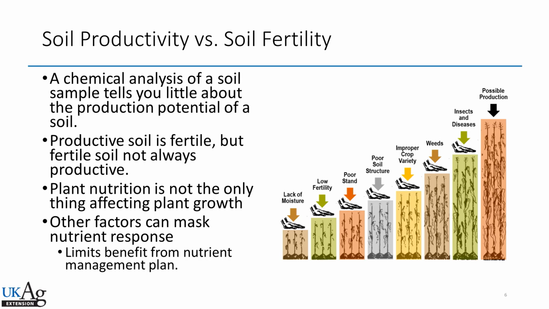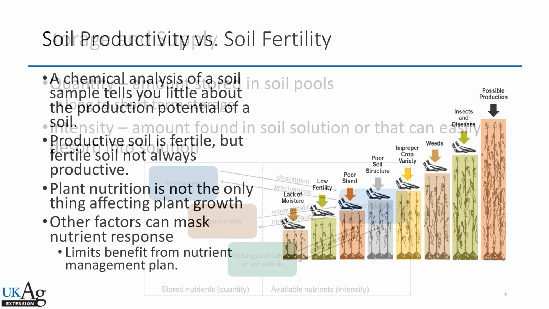Most importantly is moisture. When we're in a drought, plants won't respond to fertilizer because they need water, so low fertility has no effect. Plant stand, putting the seed in the right place, having good seed-to-soil contact or good soil structure. If the soil is compacted, yield's going to be limited, and you can add all the fertilizer in the world, but that soil won't be productive. So soil fertility is not the only part of this equation.